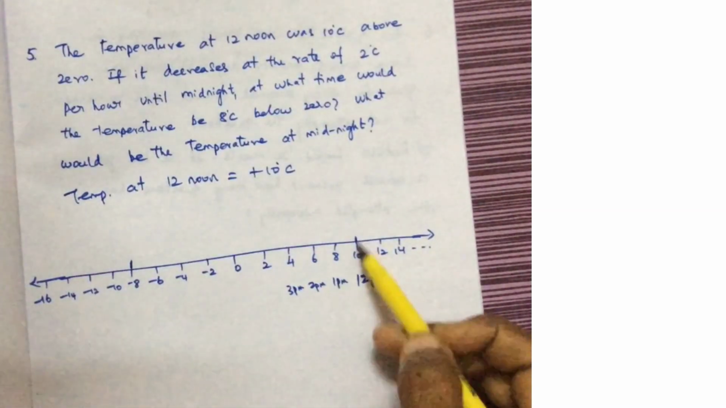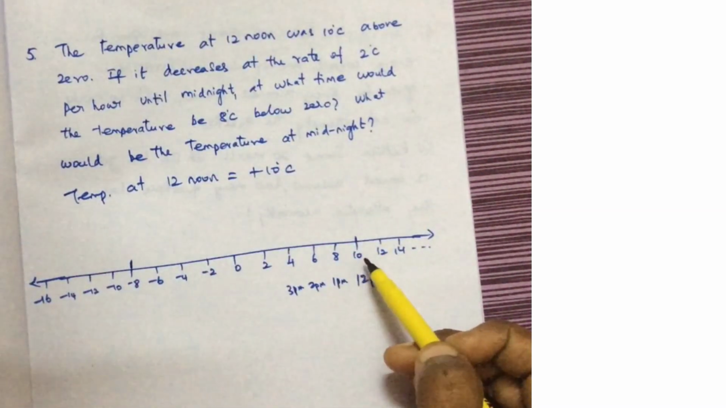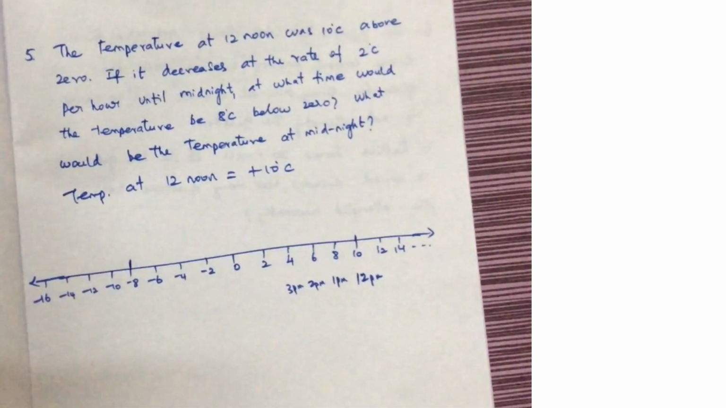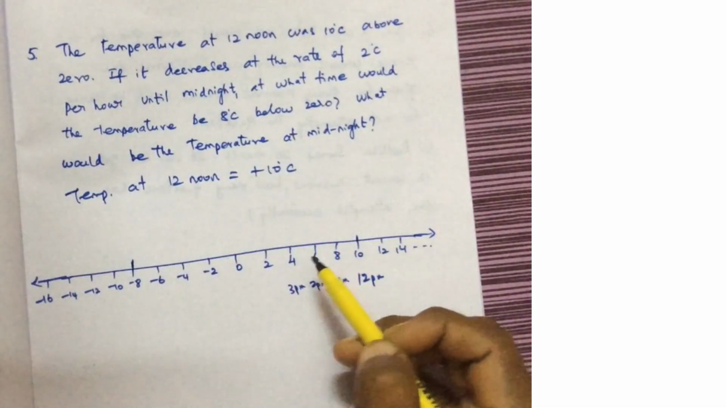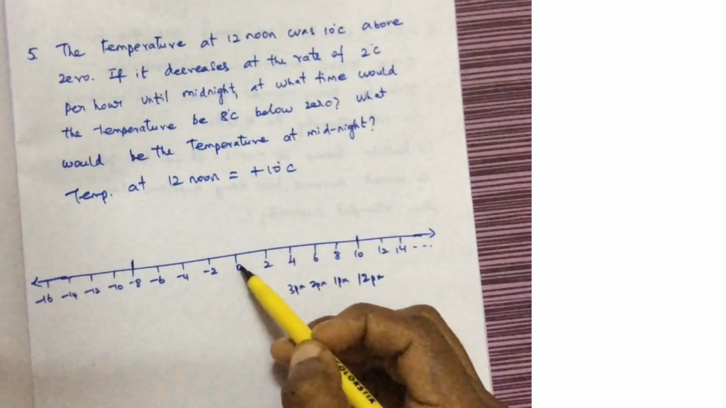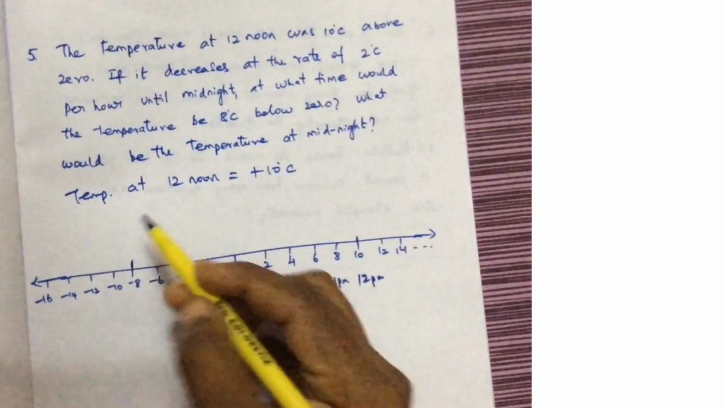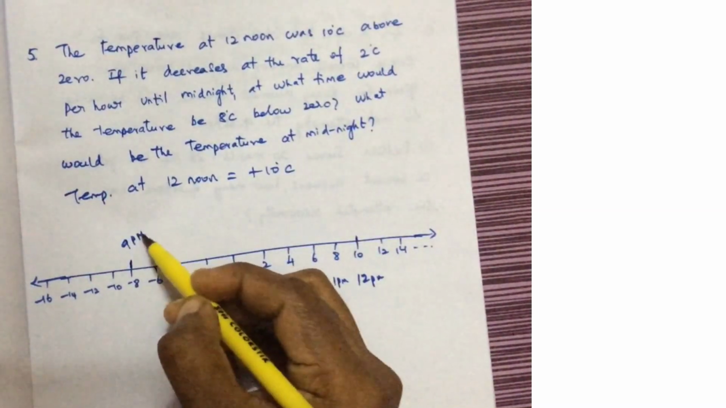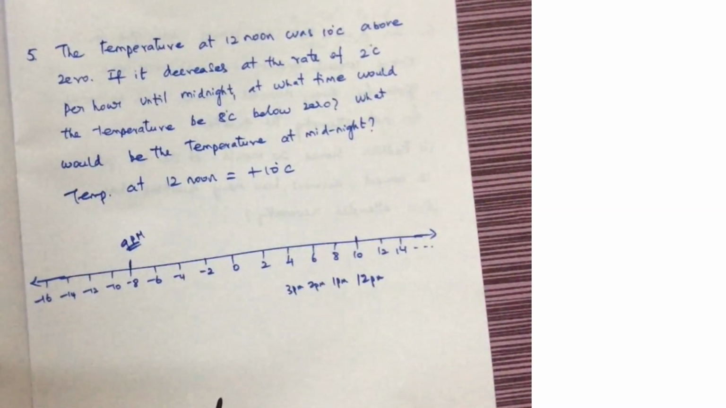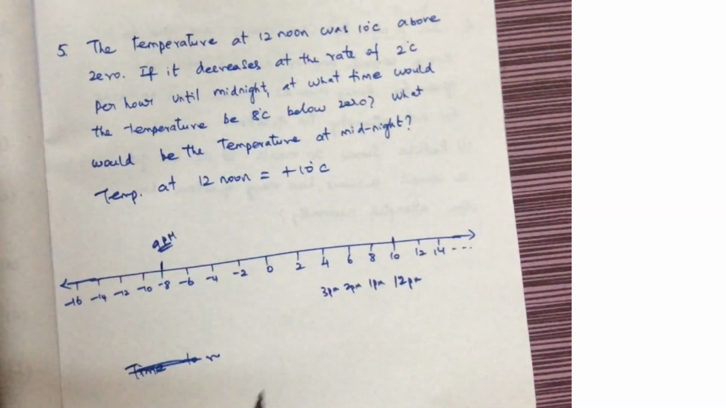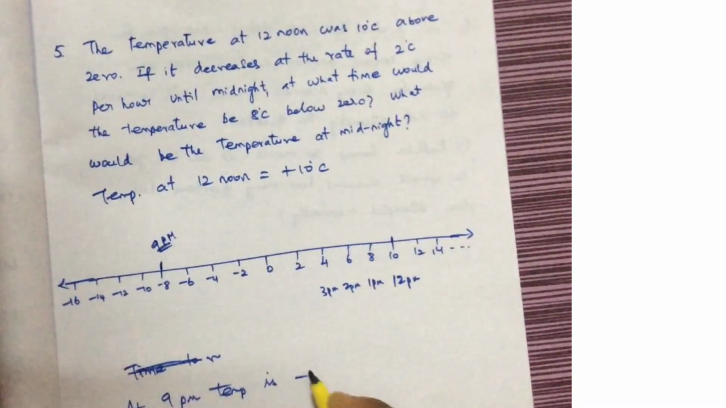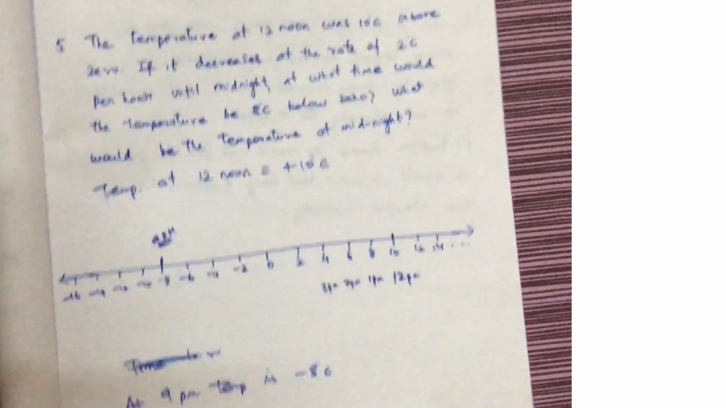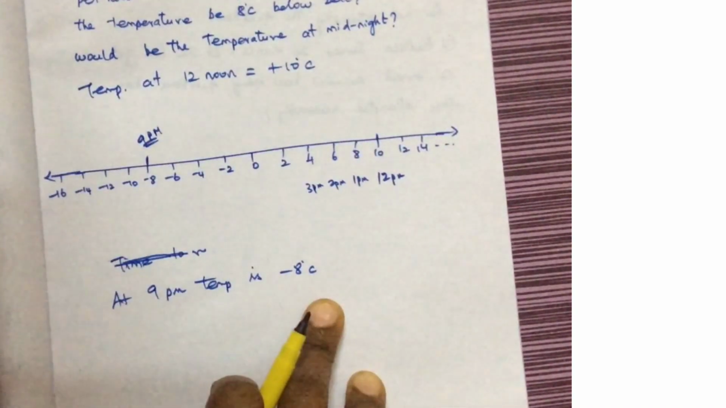In the afternoon at 12 pm it is plus 10. At what time will it reach here? So we can start from here. This is 1 pm, 2 pm, 3 pm, 4, 5, 6, 7, 8, 9. So at 9 pm it will reach minus 8 degrees Celsius. Therefore you can say at 9 pm the temperature is minus 8 degrees Celsius.